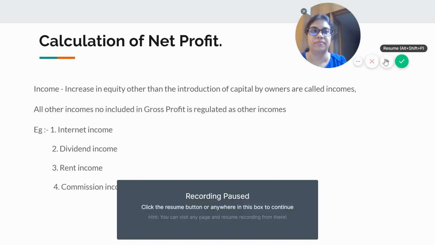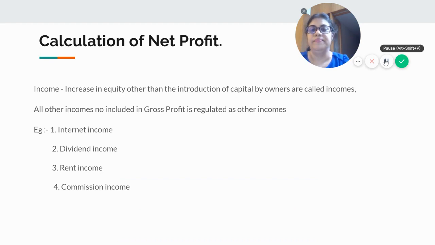As I mentioned, we'll move on to the calculation of net profit, the second part of the profit or loss statement. There we will be using the incomes and expenses, as I explained to you earlier. So we must know what incomes and expenses are. Before that, why two profits like gross and net?